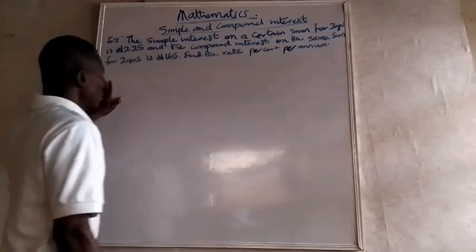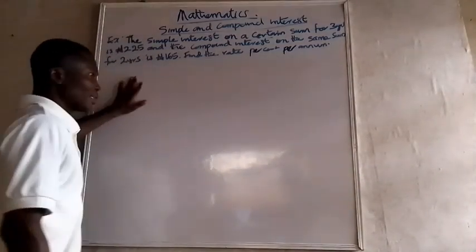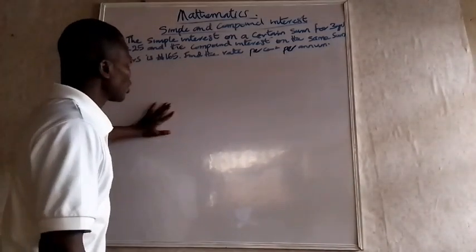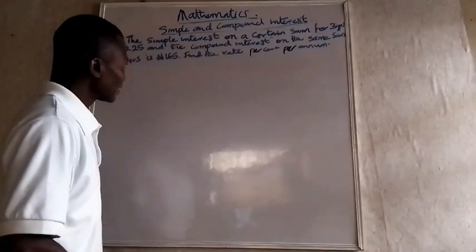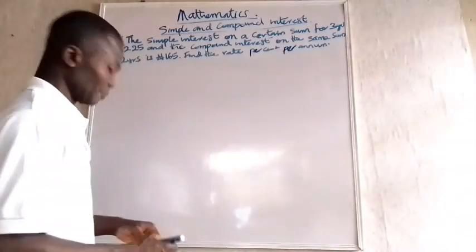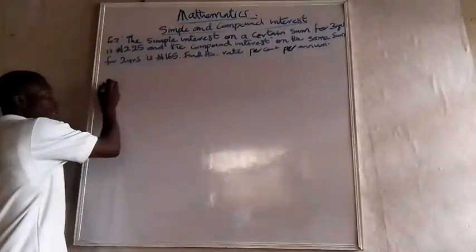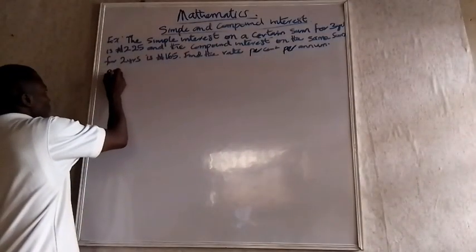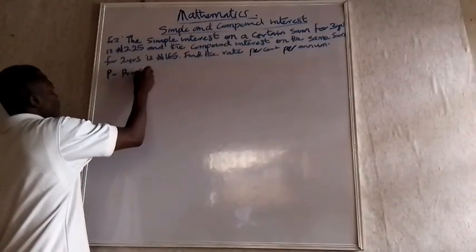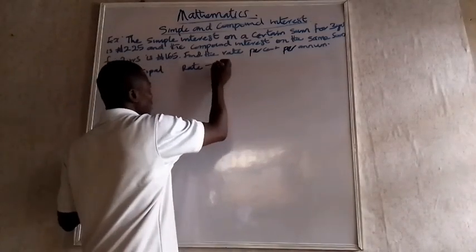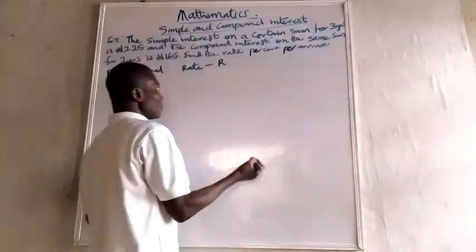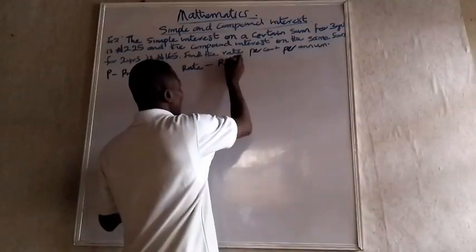Now let's solve this. The simple interest on a certain sum for 3 years is 225 naira, and the compound interest on the same sum for 2 years is 165. Find the rate percent per annum. Now, the initial sum P, principal, rate, let's call that R, per annum, percent per annum.